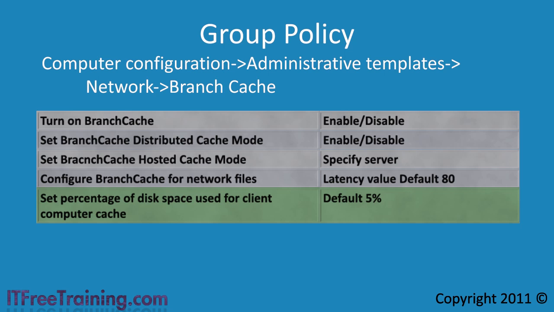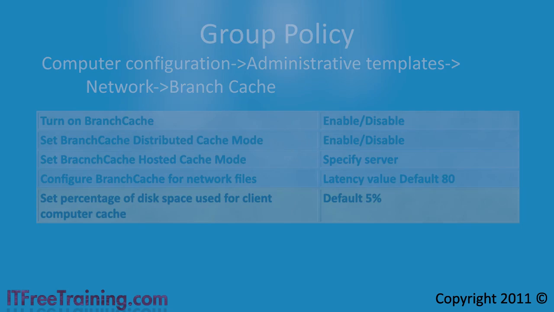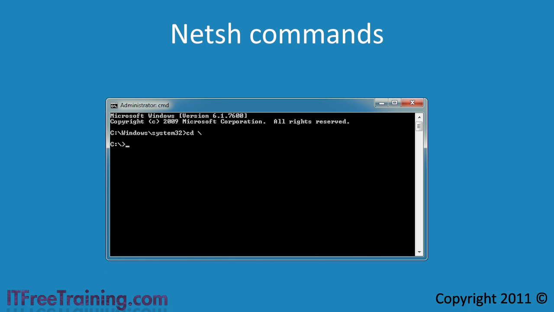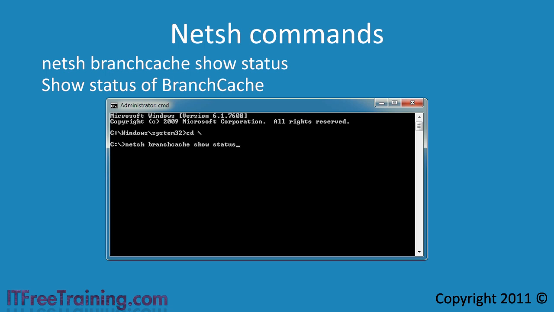In a large enterprise environment, you are most likely going to use group policy to configure BranchCache. However, there is also a number of netsh commands that you can use to configure BranchCache. The first command I want to look at is the netsh BranchCache show status command. When this command is run from a command prompt, this will show the current status of the service that runs BranchCache and the service mode BranchCache is running in. Service mode being whether BranchCache is in hosted mode or distributed mode.